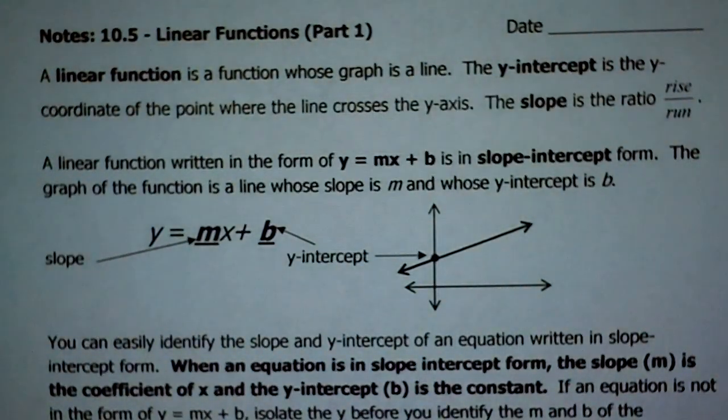Today's lesson is coming from section 10.5 in your book, and we've actually broken it up into two parts. So we're just going to look at part 1 today and talk a little bit about something called a linear function. You've actually been dealing with linear functions for a while now. I just don't think you knew it was called a linear function.